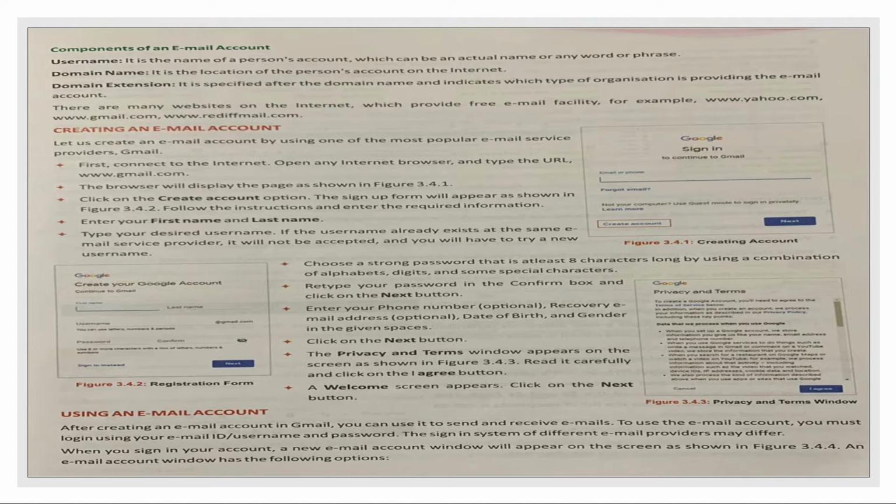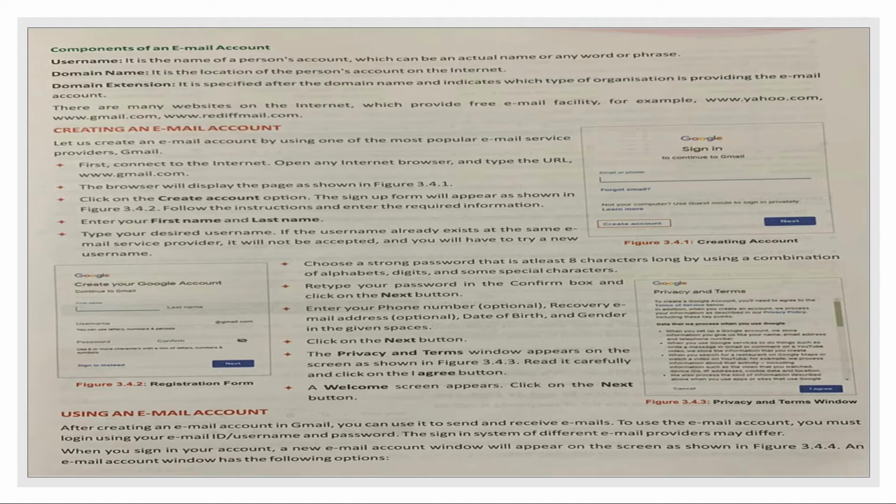If it is a .com site, then it is a commercial site. If it is .org, then it is a non-profit organization. Like Yahoo, username@yahoo.co.in, where co.in means a company of India. .in is known as a top-level domain, TLD. There are many websites on the internet which provide email facility, for example yahoo.com, rediff.com, gmail.com, hotmail.com. Many are there.